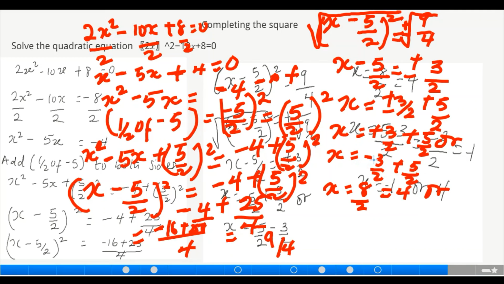Now, the second value of x: minus 3 plus 2 will give us minus 1... Remember, our denominator is 2, so we have 2 over 2. 2 divided by 2 will give us 1. So our values here are x equals 4 or x equals 1. And that's all for the problem that we have here.